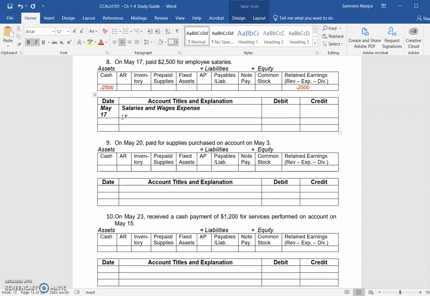expense of $2,500, and we're going to record a credit to cash because there is a decrease in our asset account, which is noted with a credit, and the dollar amount is going to be included in the credit column. So our description: paid employee salaries.